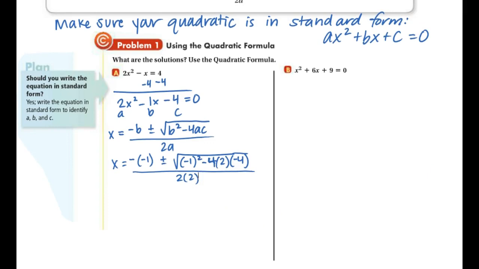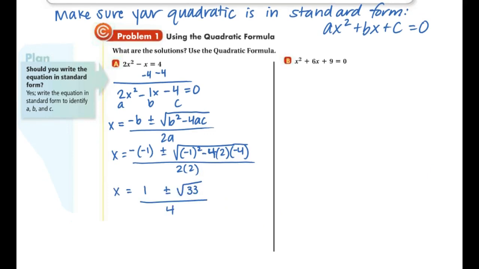From there, we want to figure out what is that expression inside the square root. We find out that we have positive 33 under the radical. So we have 1 plus or minus the square root of 33, all divided by 4. We cannot reduce the square root of 33 because there are no perfect square factors of 33 besides 1. And so we can just rewrite this as x equals 1 plus square root of 33 over 4, or x is equal to 1 minus the square root of 33 over 4. That plus or minus symbol just means that there's two solutions, one with a plus sign and one with a minus sign. So these would be the solutions or the zeros of this quadratic.